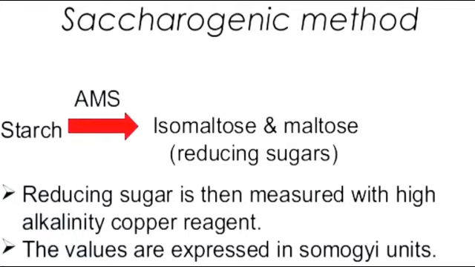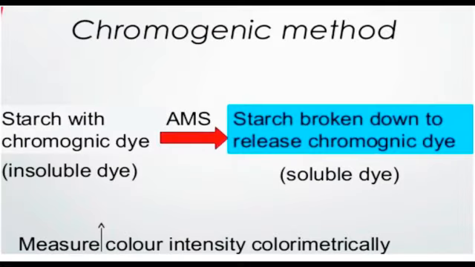In the saccharogenic method, the substrate starch is made to react with the amylase enzyme with the liberation of isomaltose and maltose. These isomaltose and maltose are both reducing sugars, which are then treated with alkaline copper reagent, and the color intensity is measured colorimetrically. Later on, the values are expressed in Somogyi units.